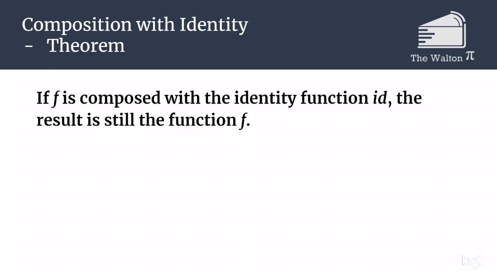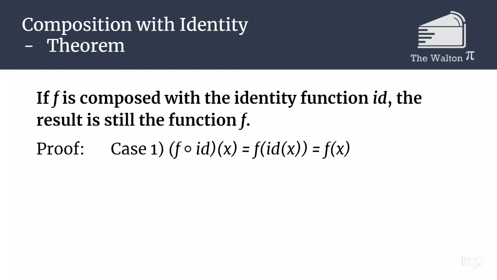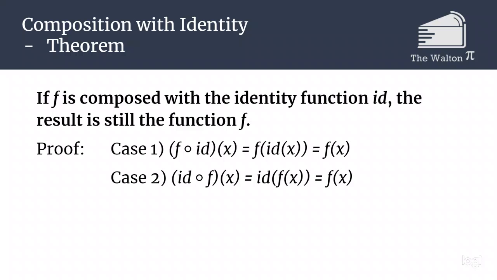There are also a few theorems involved with composing f with specific functions. One of these is if f is composed with the identity function, the result remains the original function f. This doesn't matter which order we put it. So one case is if we do f of the identity. That's going to be f of the identity of x, which is equal to just f of x because the identity function maps x to x. Our other case is if we are doing the identity of f of x. So we are going to get the identity of f of x, which means that f of x just stays the same.